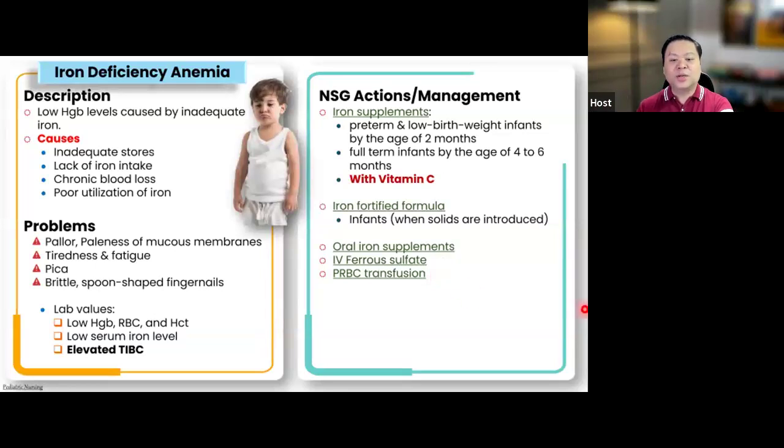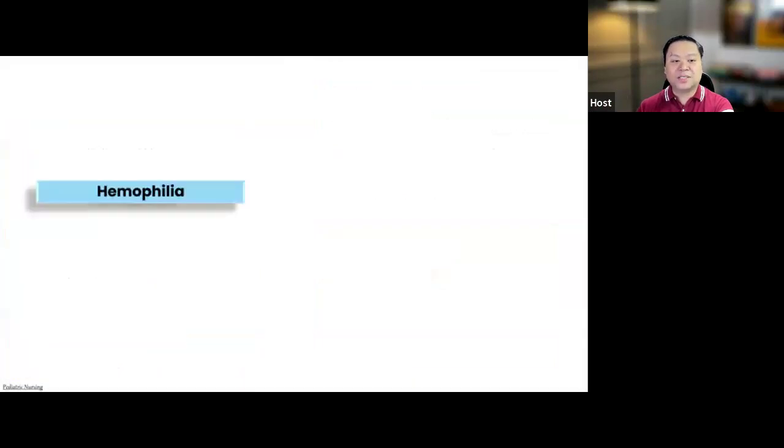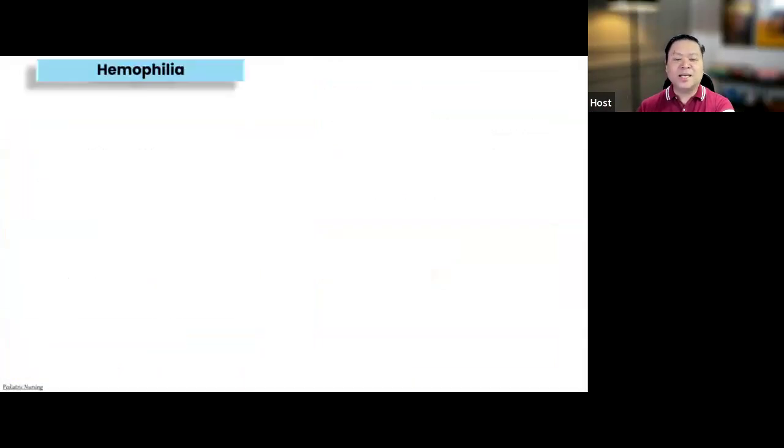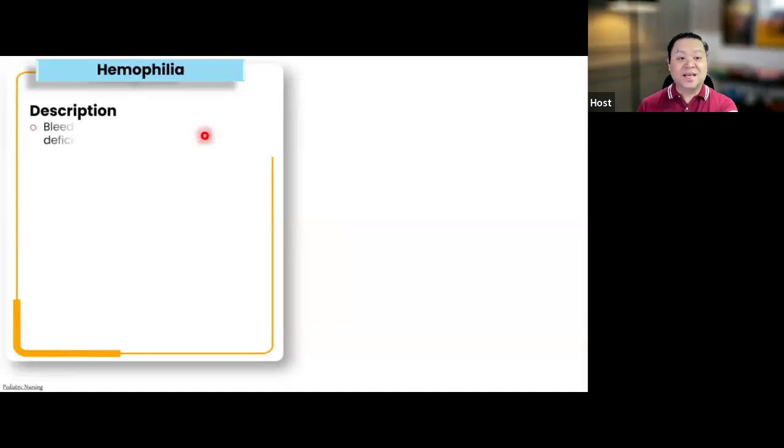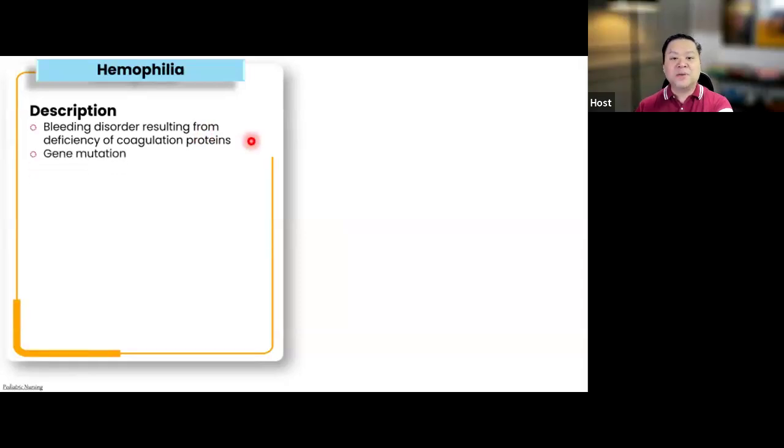Now, let's move on to another topic, which is all about hemophilia. This is quite an interesting topic wherein we are going to deal with a bleeding disorder caused by the deficiency of coagulation proteins. This is associated with a gene mutation, and it is an X-linked recessive disorder.